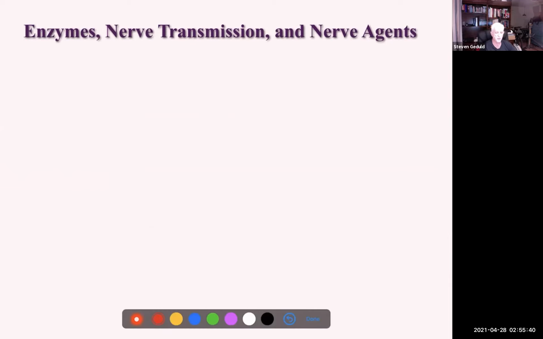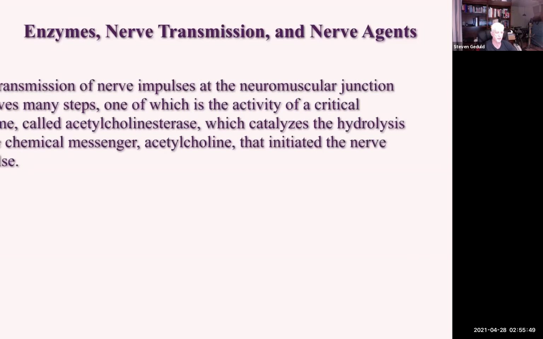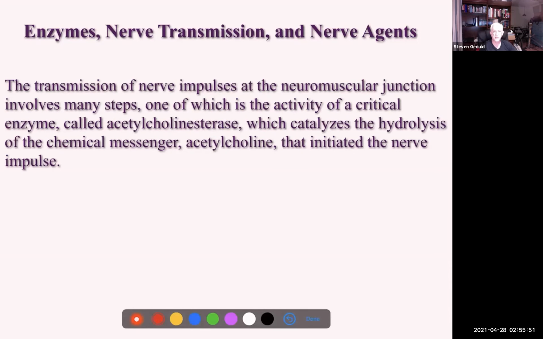So enzymes, neurotransmission, and nerve agents. This is how things work in the body. Transmission of the nerve impulses at the neuromuscular junction involves multiple steps. So you have to remember that you send a signal. Like say you want to pick up your pencil to take notes, or say you want to use your fingers to flip someone off that cuts you off on the freeway. It's the same thing. It's the transmission of a nerve impulse to the neuromuscular junction.